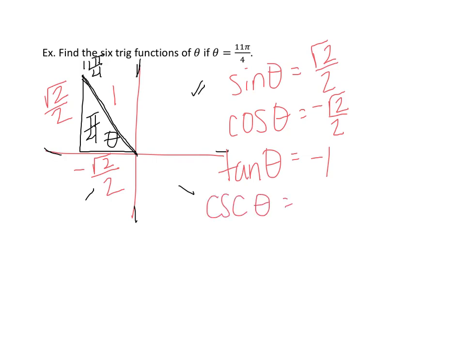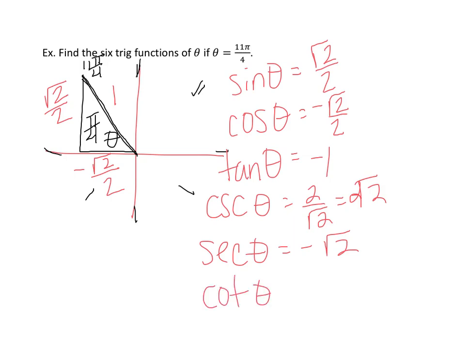Cosecant theta, 2 over radical 2, or just radical 2. Secant theta, I mean negative radical 2. And cotangent theta, still going to be negative 1.